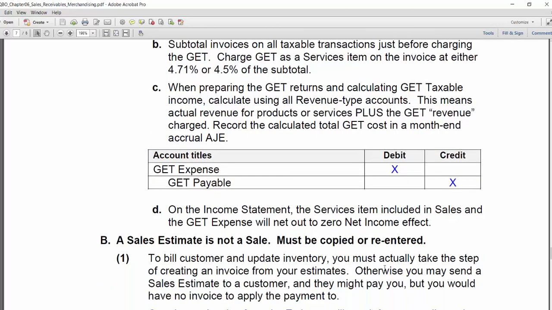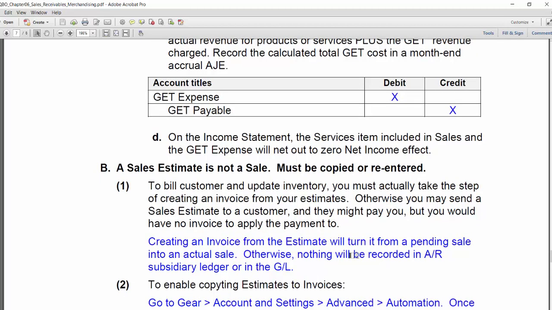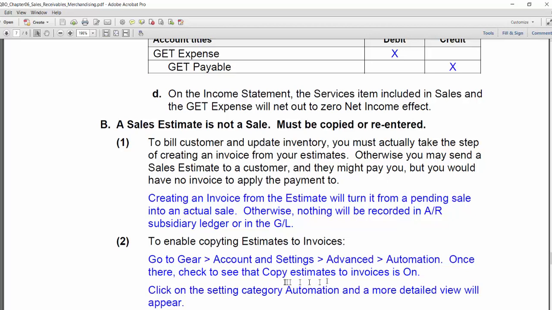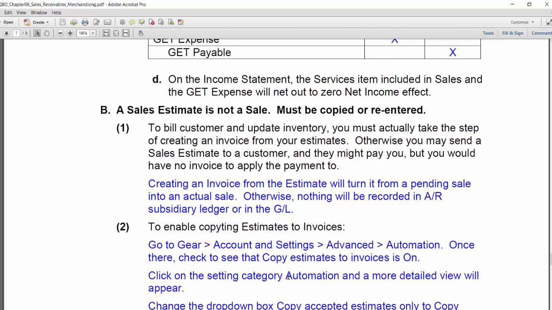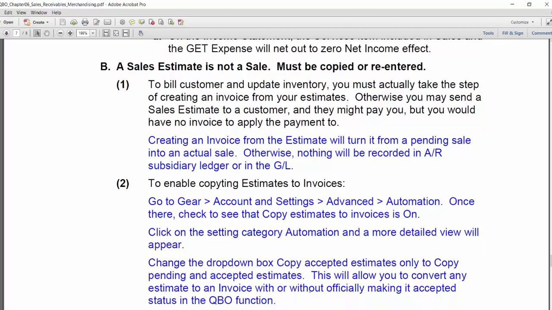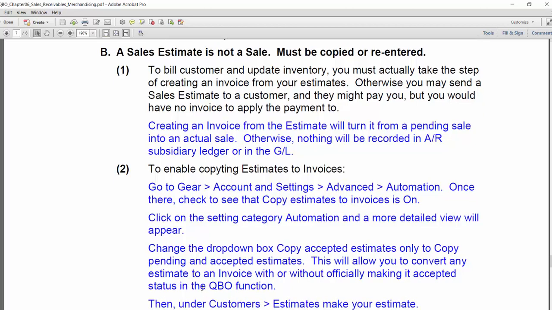One last item here, almost. Sales estimates can be made in QuickBooks, and you have to keep in mind that it's just an estimate. It's not really a sale. So when you create an invoice from the estimate, you'll turn it from a pending sale into an actual sale. Otherwise, nothing will get recorded in your AR. So to enable that, you have to go to Account and Settings, Advanced, Automation, and see that Copy Estimates to Invoices is clicked on. And you can also click on the setting category Automation, and you'll see a more detailed view. You want to change the drop-down box Copy Accepted Estimates only to Copy Pending and Accepted Estimates, and then you can convert any estimate into an invoice with or without officially changing its QuickBooks status.